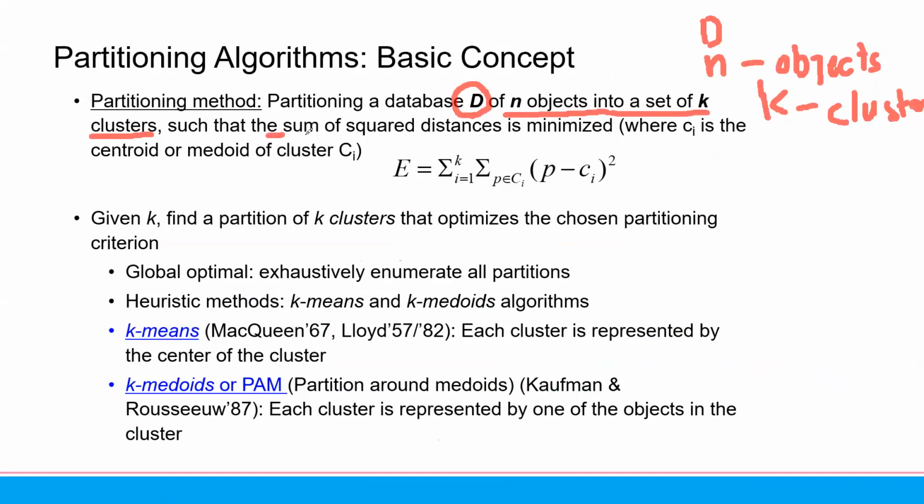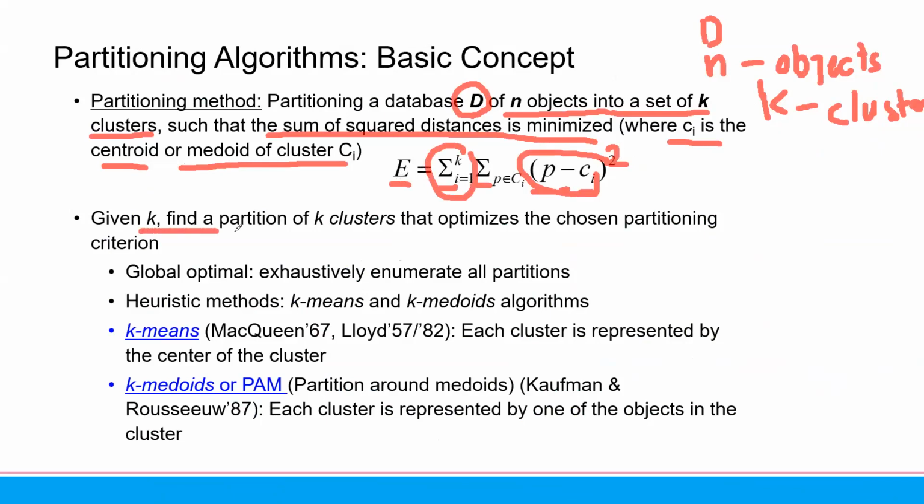We want to measure the sum of square distance so that it will be minimized. P minus Ci, where Ci is the centroid or the medoid of the cluster Ci. We do the square, then the summation, and again the summation until k, so it will be the error. So we will check this one.